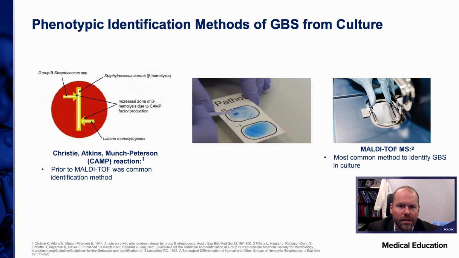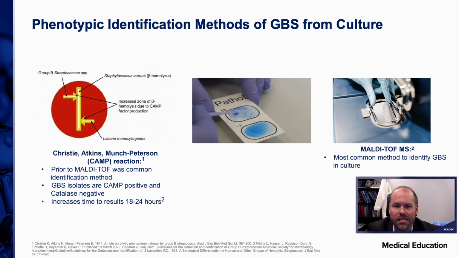So what you do is basically you do a catalase reaction, and GBS is catalase negative. And one thing about this, though, it takes another 18 to 24 hours because it needs to be set up and time needs to be given for the beta hemolysis to occur.